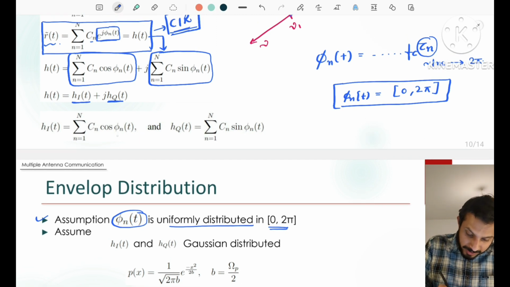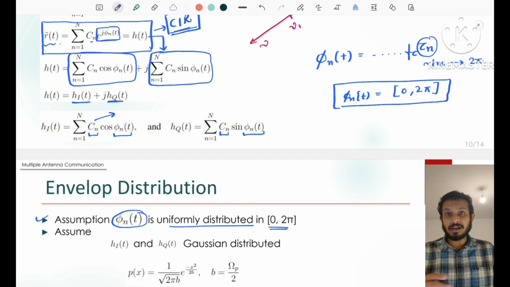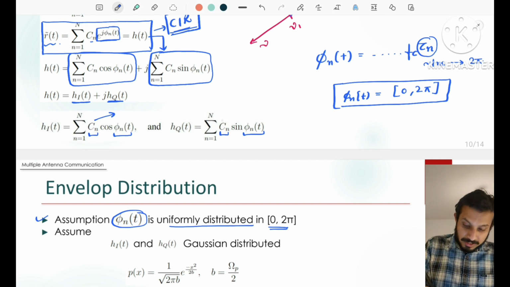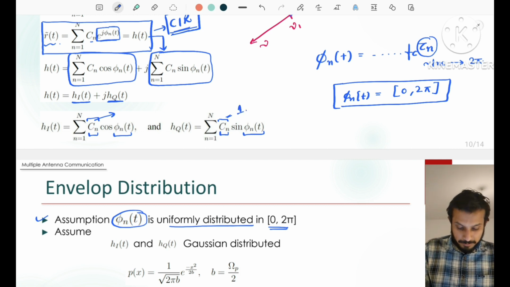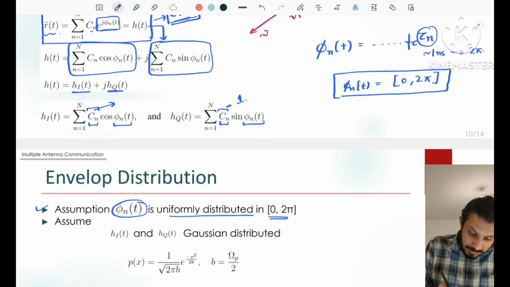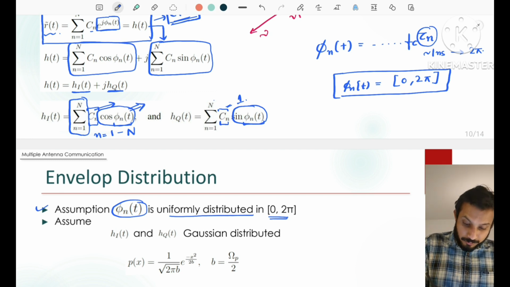Also apart from this phi n t, we also have Cn, which is kind of random in nature because Cn represents the scaling factor of the amplitude of the signal across each of the multipath. So Cn are basically random, but the simplest assumption is that Cn can be treated equal to 1. This is the simplest scenario where Cn is equal to 1. So when Cn is equal to 1, these are uniformly distributed. And also we have a sum of n is equal to 1 to N on top of the uniform distribution. We are taking the assumption that this N is greater than 6.